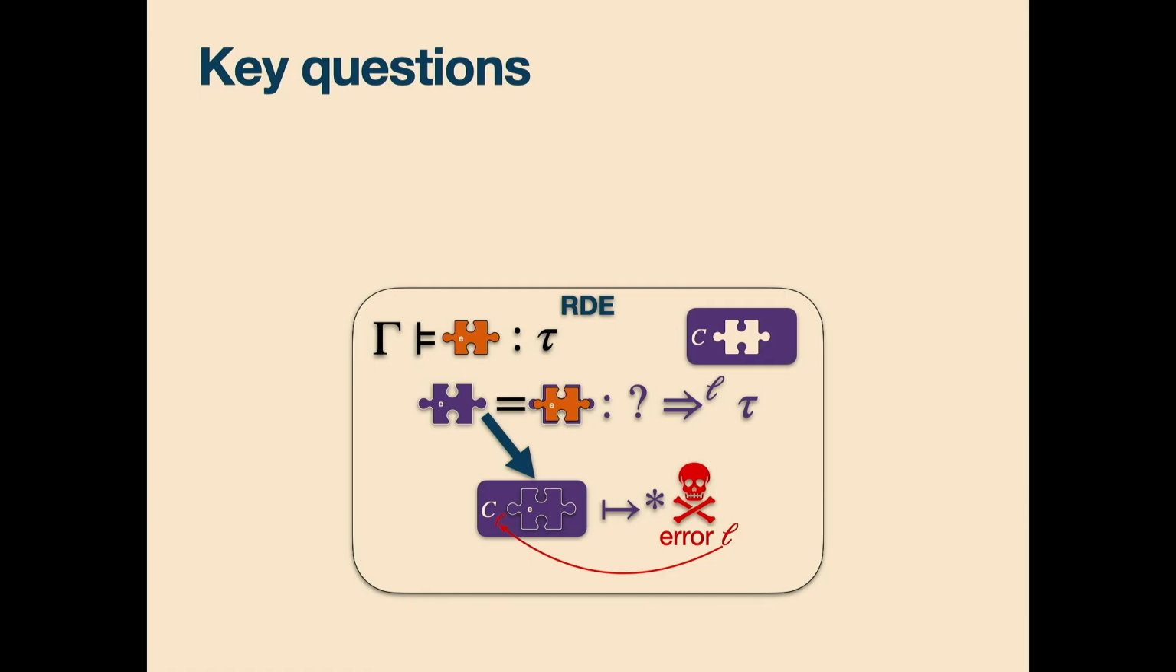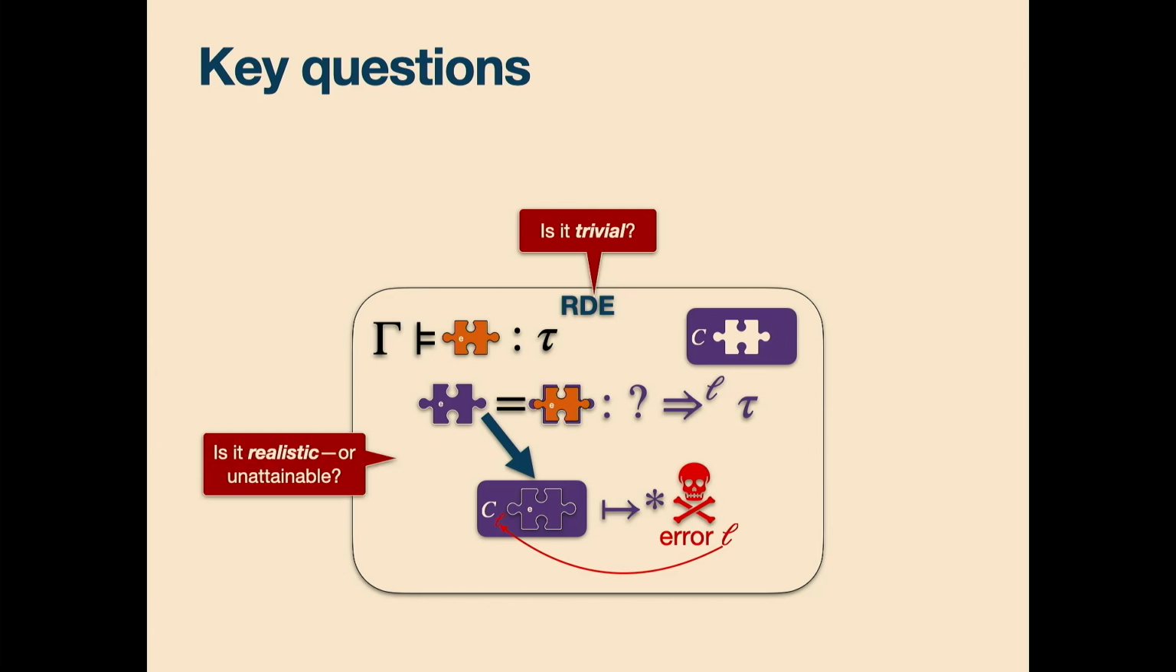Now that we established the criterion, there might be some questions. For instance, is this criterion trivial? Is it easy to attain? Maybe every language satisfies this criterion. Is it realistic? Maybe it's something that is impossible to attain. Or maybe it's redundant with other criteria in the literature. In the paper, we tried to answer these questions.